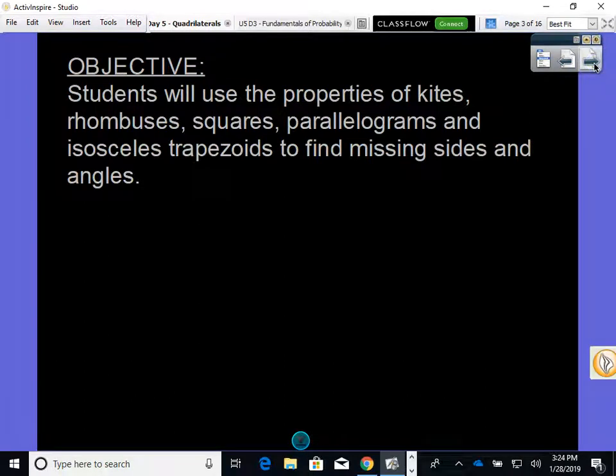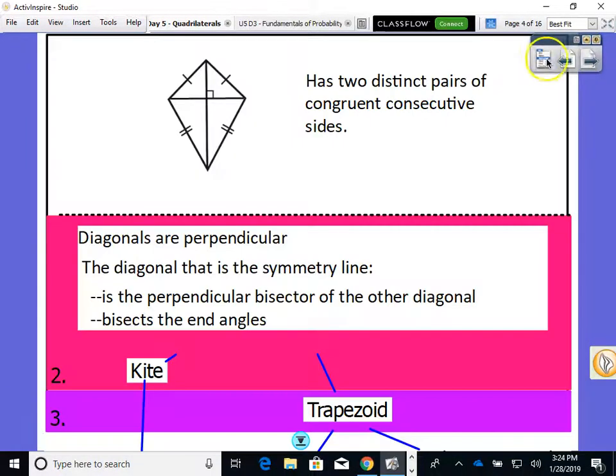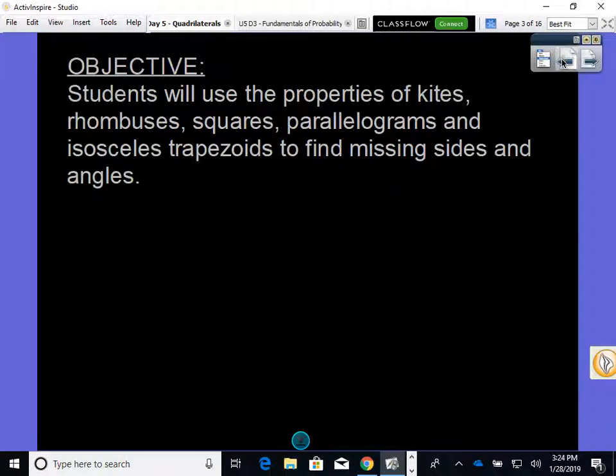So our objective today then is students will learn the properties of kites, rhombuses, squares, parallelograms, and isosceles trapezoids to find missing sides and angles. I'm going to use my document camera. All right, so for our notes, we're going to start out with kite.